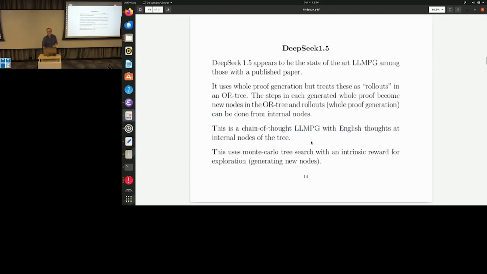What are they used for? The English thoughts. When you generate from that node, you feed the English thought back to the language model.